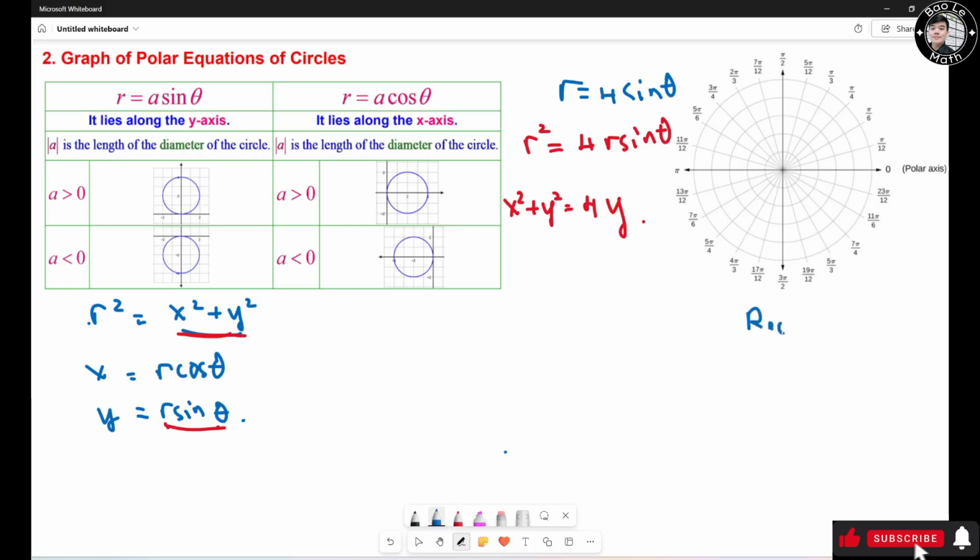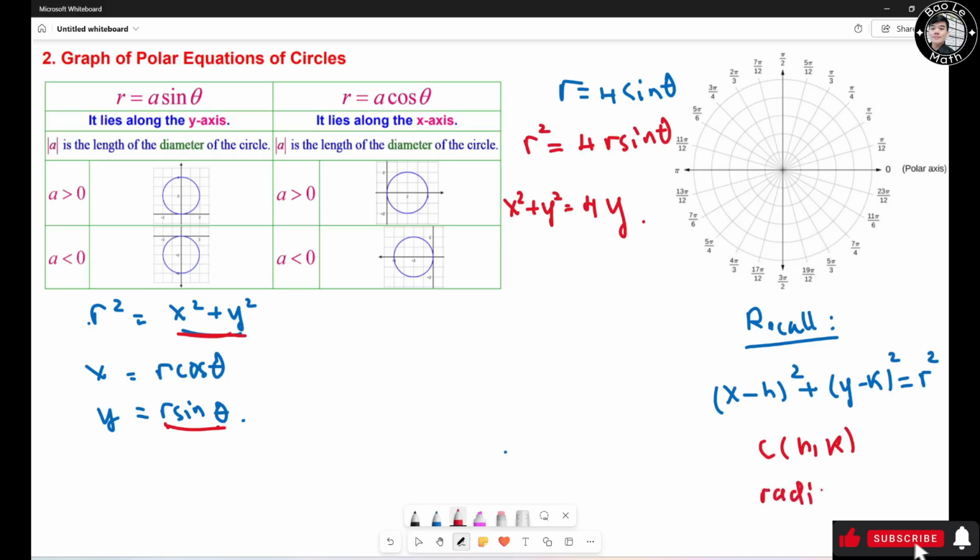Recall the equation of the circle you learned in geometry: x minus h all together squared plus y minus k all together squared equals r squared, where h and k is the center, and the radius is the square root of r squared. So we need to put this one into this form. I'm going to subtract 4y from both sides, so I'm going to end up with x squared plus y squared minus 4y equals 0.